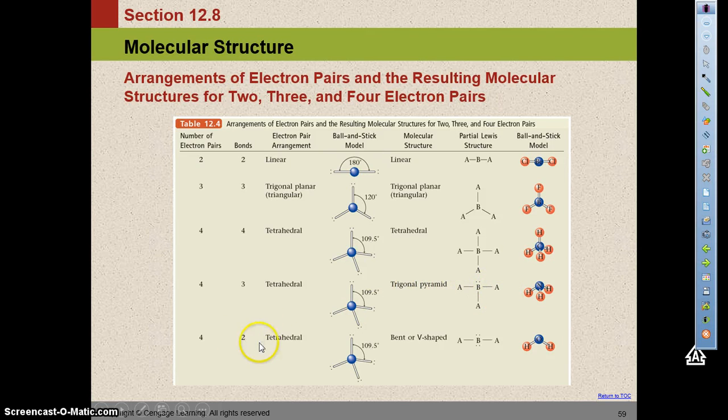If we only have 2 bonds, we still have the electron pair arrangement as tetrahedral, but notice on this, we see a bent or V shape. This isn't linear, and again, the ball and stick model in class will help. It's called bent or V-shaped, because what you actually would have is an atom here, and then the central atom would have two sets of unshared electrons on either end of it, making it bent or V-shaped.